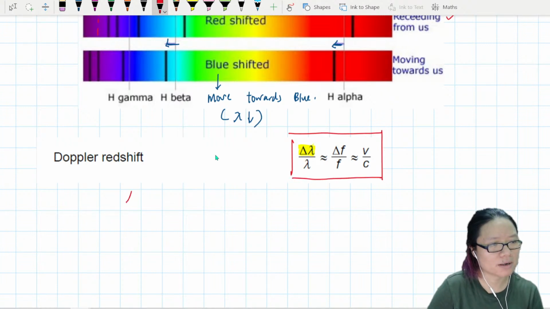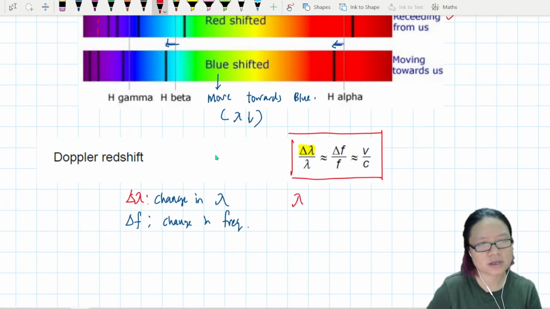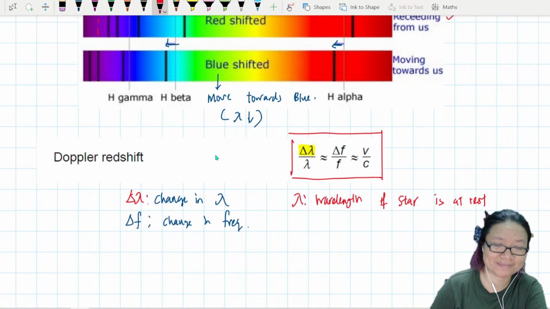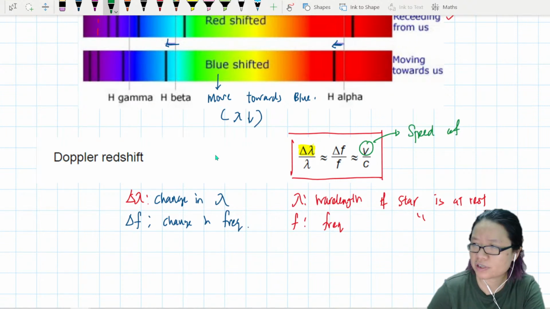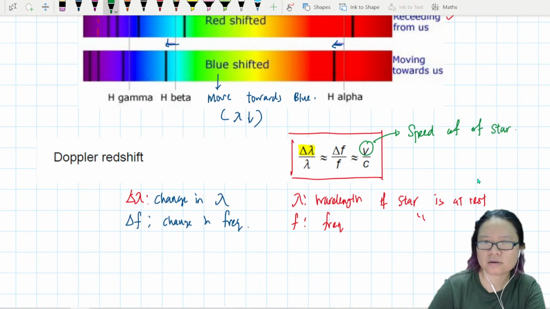So delta lambda here is the change in wavelength, normally redshift. Delta f is the change in frequency. What about lambda and f? Lambda is the wavelength if the star or the sun or the object is at rest, the rest frame, the original one. Same thing as f, it is the frequency if the star is at rest. What is v? V here is the speed of, I want to say the universe expanding, but basically this is the speed of the star. And c here is the speed of light.